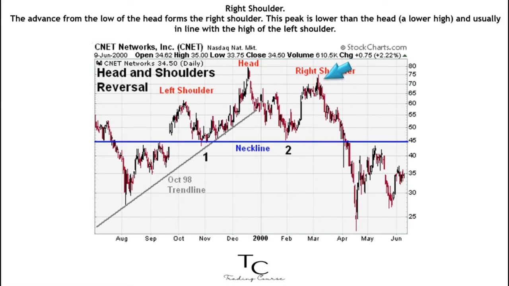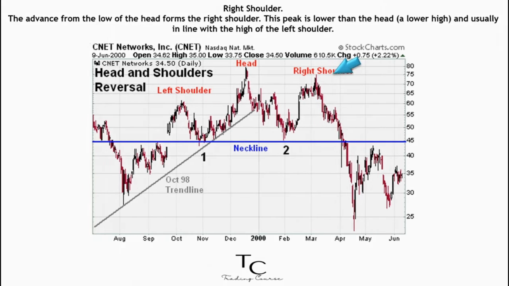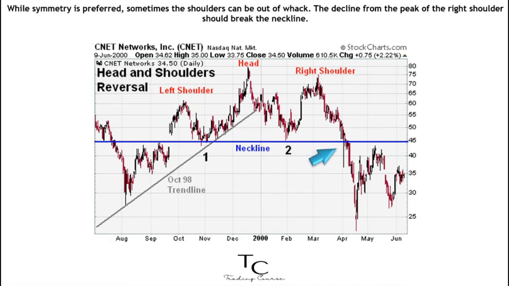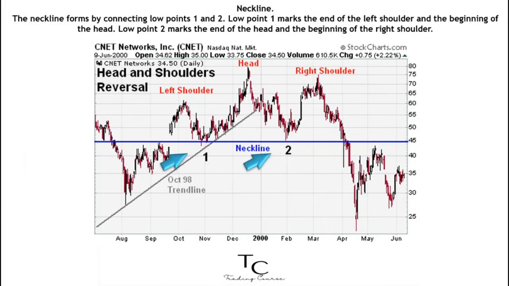Right shoulder. The advance from the low of the head forms the right shoulder. This peak is lower than the head, a lower high, and usually in line with the high of the left shoulder. While symmetry is preferred, sometimes the shoulders can be out of whack. The decline from the peak of the right shoulder should break the neckline.